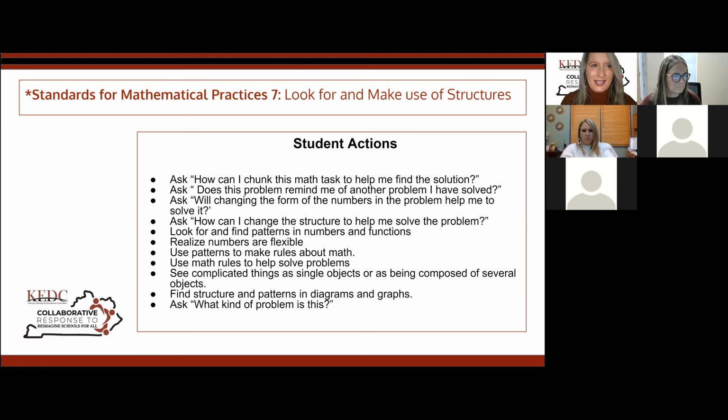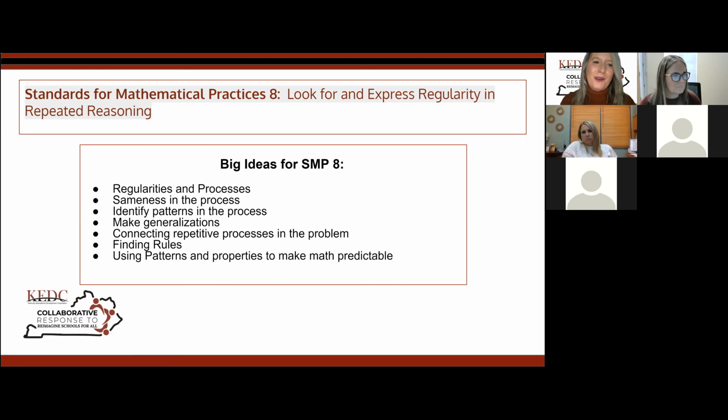She's got about 5 minutes left. So our standards for mathematical practice 8, looking for and expressing regularities in repeated reasoning.